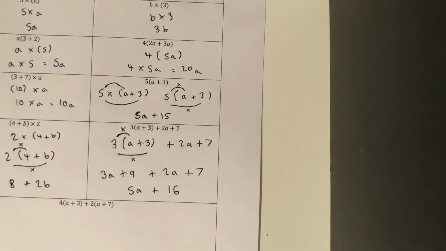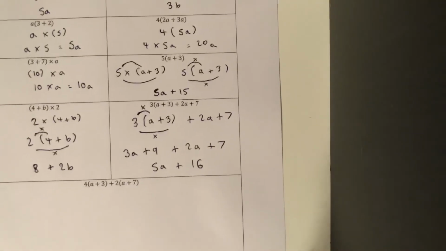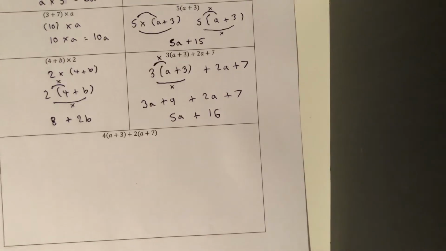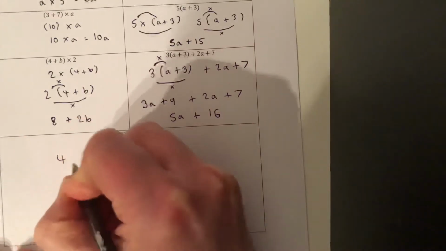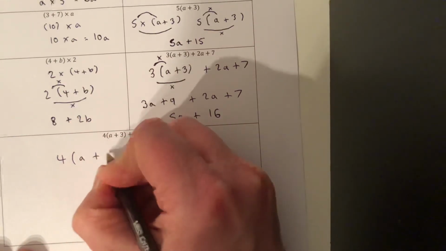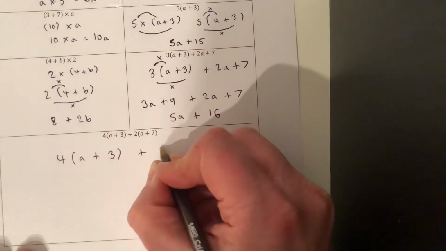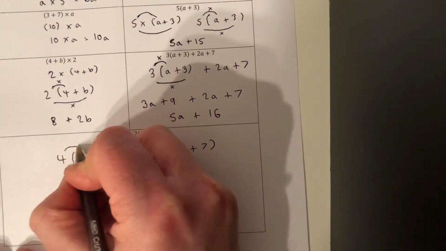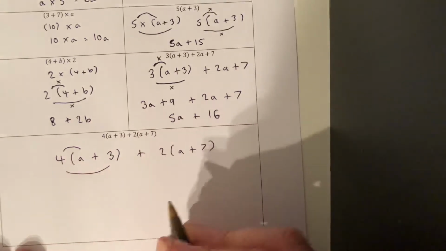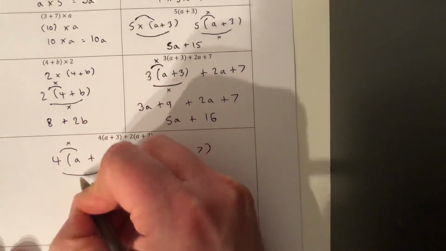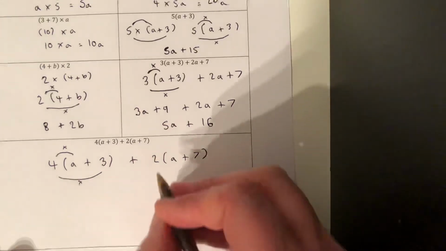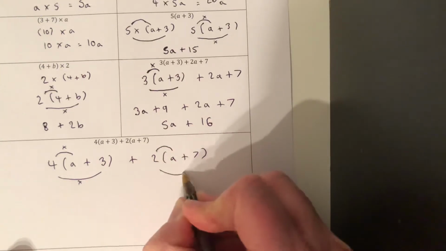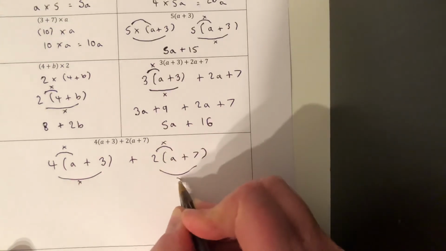Okay, the next question is very similar, a bit more space for this one here. We've got 4 lots of a add 3, add 2 lots of a add 7. So if I just write it out again, this time I'll give myself space for my arrows. I do like my arrows. So I'll put my arrow from the number outside to both of the numbers inside. Put a little times sign there just for the time being, it's the first lesson on it. And I'll do the same with the next one here because we're going to expand both of these.